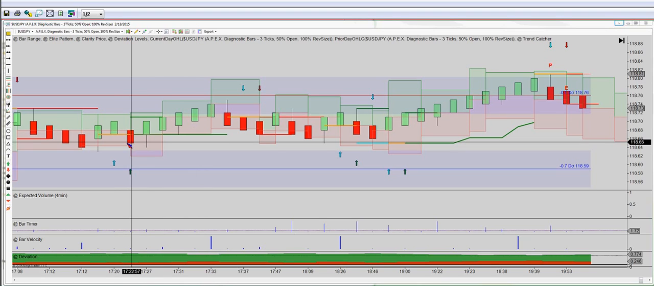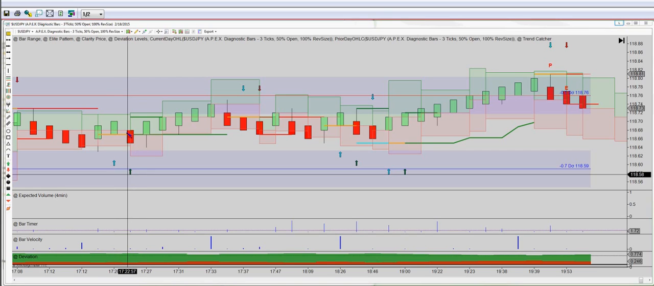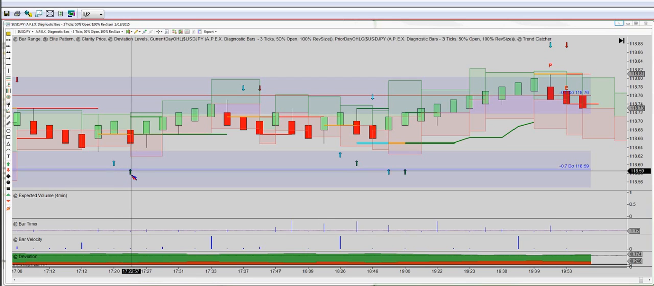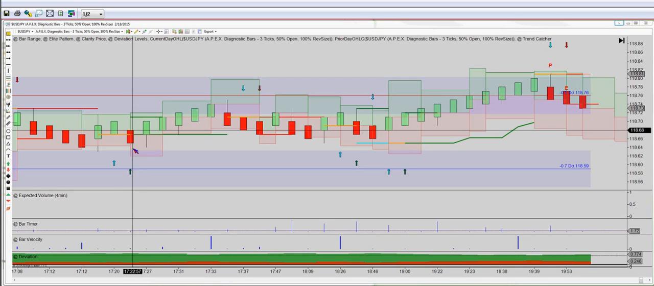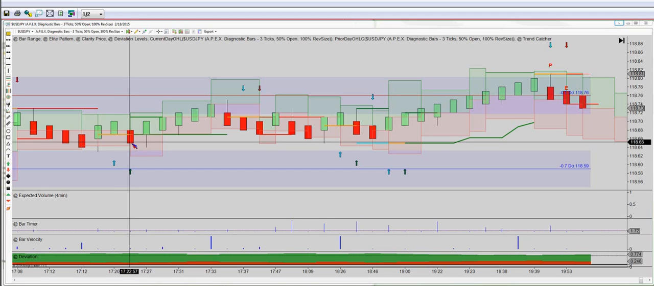Well, here's another example. This is what clues me in that chop could be coming. I'm going to be watching. I've got a valid, confirmed arrow, and my bar closed. It would have been a valid trade. My bar closed red. That would indicate there's a good chance chop is coming. I've noticed.